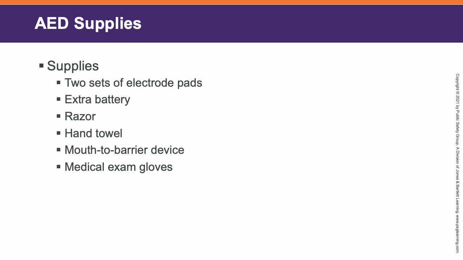This is what should be in the bag with the actual AED. It should have 2 sets of electrode pads, an extra battery, a razor for if somebody has a really hairy chest, and a hand towel to dry off somebody if they're wet. Most will come with a mouth to barrier device for CPR, and most will also come with medical exam gloves, some PPE to help protect you.